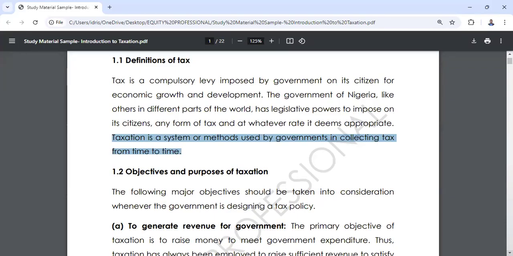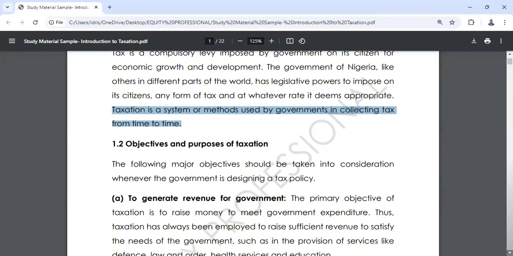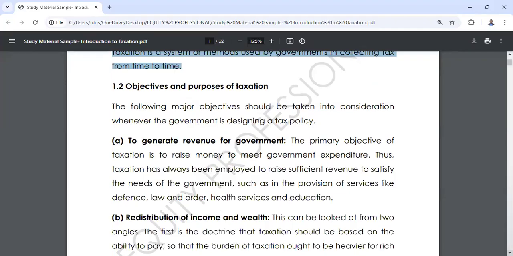Objective of taxation. What is the objective of taxation? Why does government collect tax? What are the reasons why government collects tax? Number one objective of taxation: to generate revenue for government. Government collects tax to generate revenue.